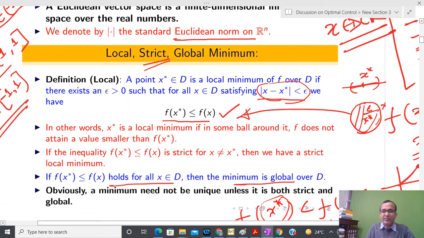Sir, if the inequality, the third point, if f(x star) is less than or equal to f(x), is strict, a strict inequality means that equality is not valid. That means I am going to remove this condition. Mathematically one can write it like this: if this inequality holds everywhere, f(x star) less than f(x), then that is a strict local minimum. Any confusion?